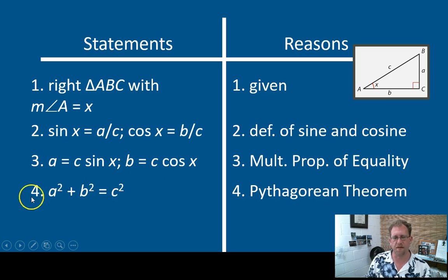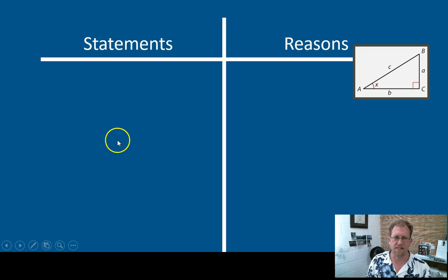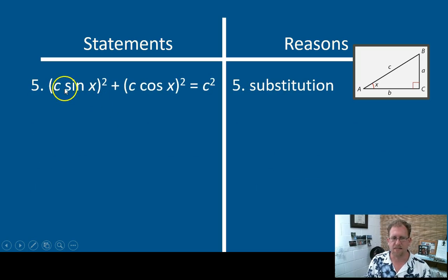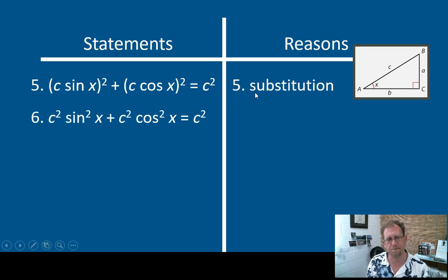Then I have this thing called the Pythagorean theorem that I can pull out of the air and say I'm going to use that. a squared plus b squared equals c squared. That's the Pythagorean theorem. Here I have a, here I have b. I'm going to substitute them in. c times the sine of x, squared, that's a, plus c times the cosine of x, that's b, squared, equals c squared. That's just substitution into the Pythagorean theorem.